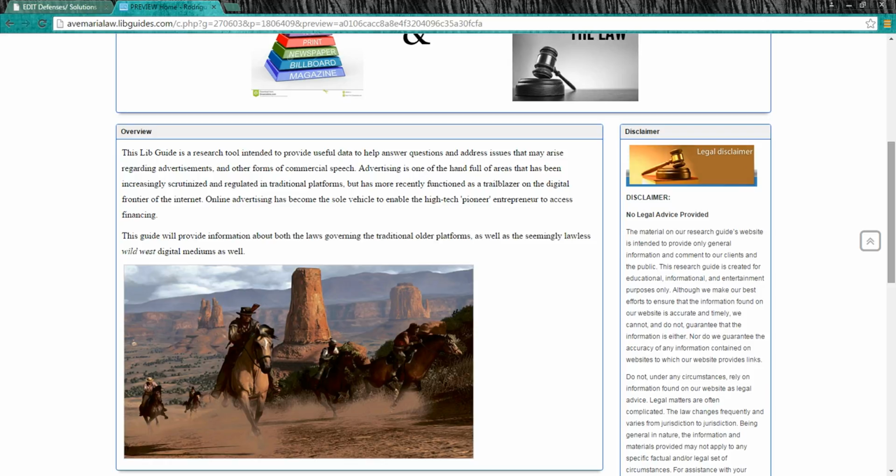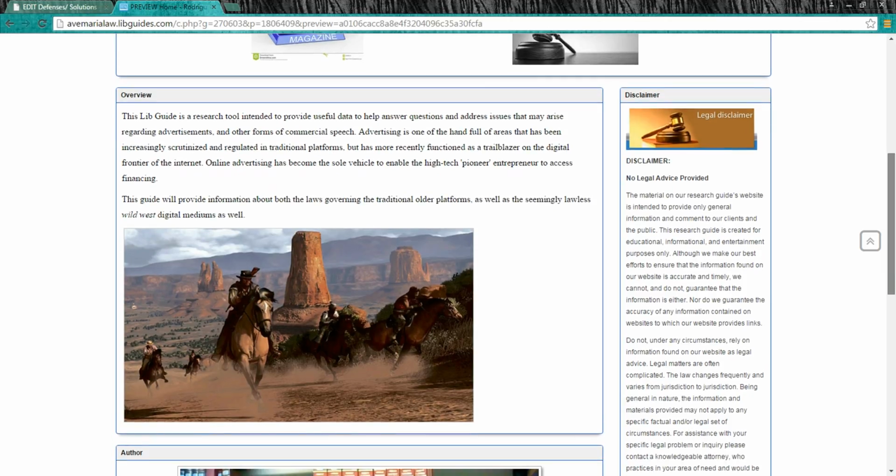Advertising is one of the handful of areas that has been increasingly scrutinized and regulated in traditional platforms, but has more recently functioned as a trailblazer on the digital frontier of the internet. Online advertising has become the sole vehicle to enable the high tech pioneers entrepreneur to access financing. This guide will provide information about both the laws governing the traditional older platforms as well as the seemingly lawless Wild West digital mediums as well.